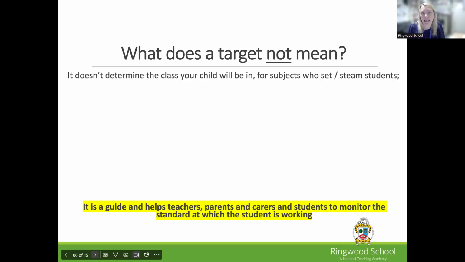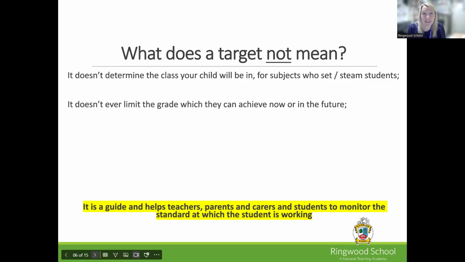But what does it not mean? It does not determine the class your child will be in. Their target flight path does not determine that class for those subjects who set or stream. The only thing that determines that is their prior data and their current performance. And sets and streams are always fluid, and children can always be moved between them till we find the right place. It doesn't ever limit the grade that they can achieve.